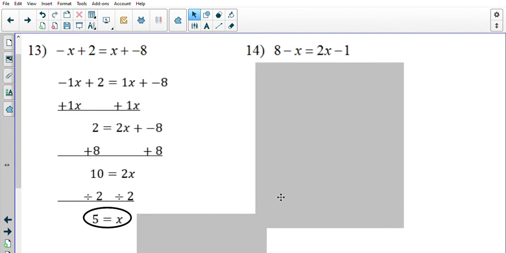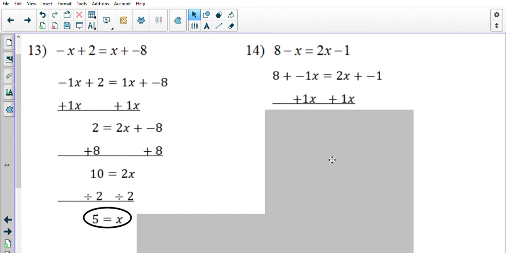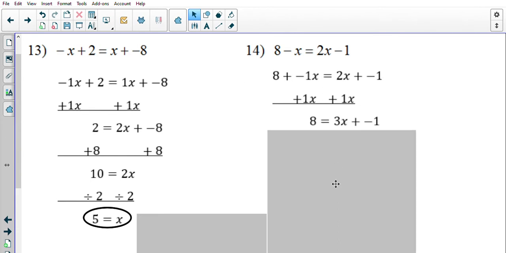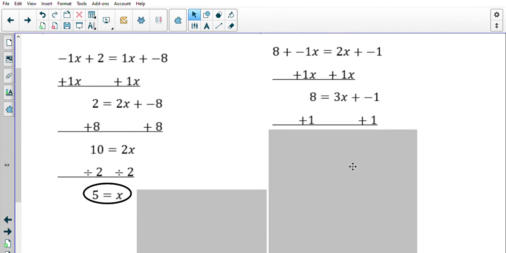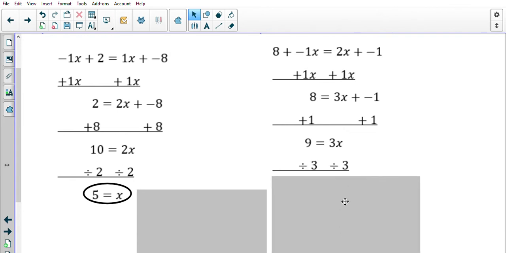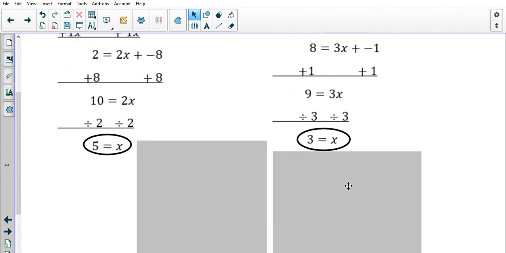All right, in number 14, I'm going to add the opposite, make it 8 plus -1x equals 2x plus -1. I have a -1x and a 2x. -1x is smaller, it's negative. Let's add 1x to both sides. That's going to get us 8 equals 3x plus -1. Let's add 1 to both sides to get 9 equals 3x. And let's finish this by dividing both sides by 3 to get x equals 3 for our solution.